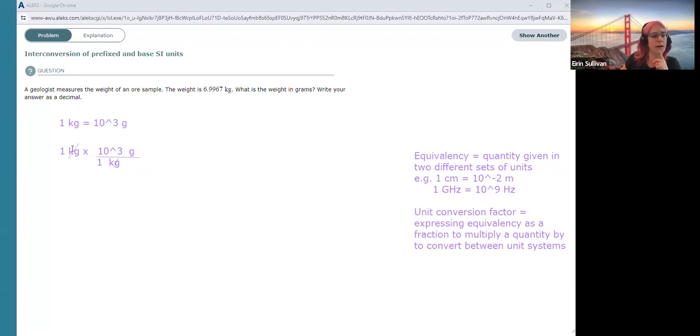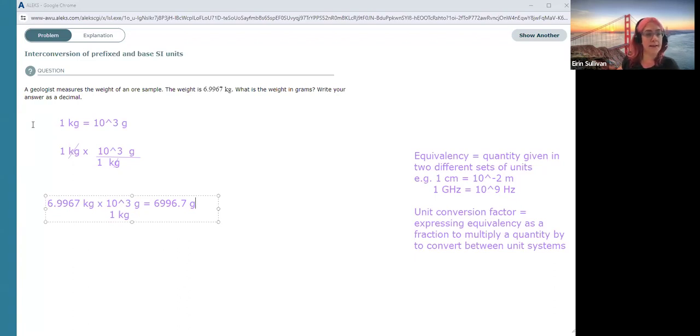Now, we weren't asked for 1 kilogram. We were asked for 6.9967 kilograms. I kind of got carried away there with the unit conversion. So what we would do is write 6.9967 kilograms and then multiply that by 10 to the power of 3 grams over 1 kilogram. Okay, so we ensure that everything is cancelling out correctly, and we should end up with, if you stick it in your calculator or just do it in your head, I don't mind, 6,996.7 grams. So we've just switched out our units essentially for that quantity.